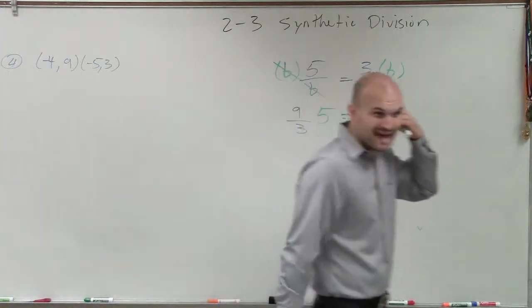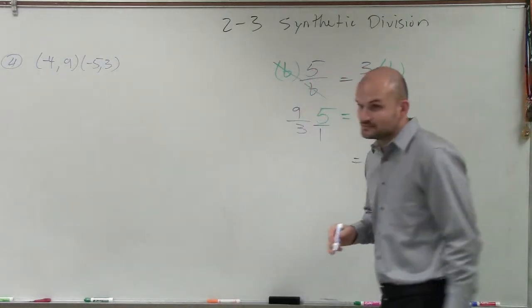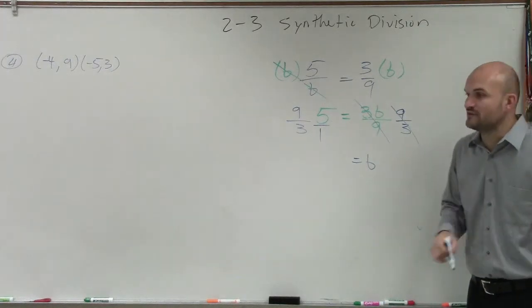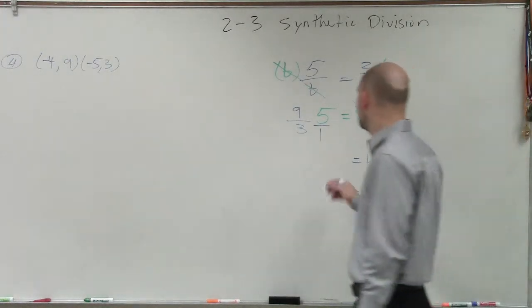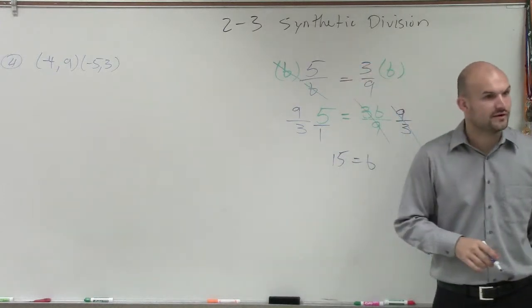So now I need to multiply 9 times 5 without looking at my phone. What I will determine is 9 times 5 is 45. 45 divided by 3 is going to be 15. My answer is 15, right?